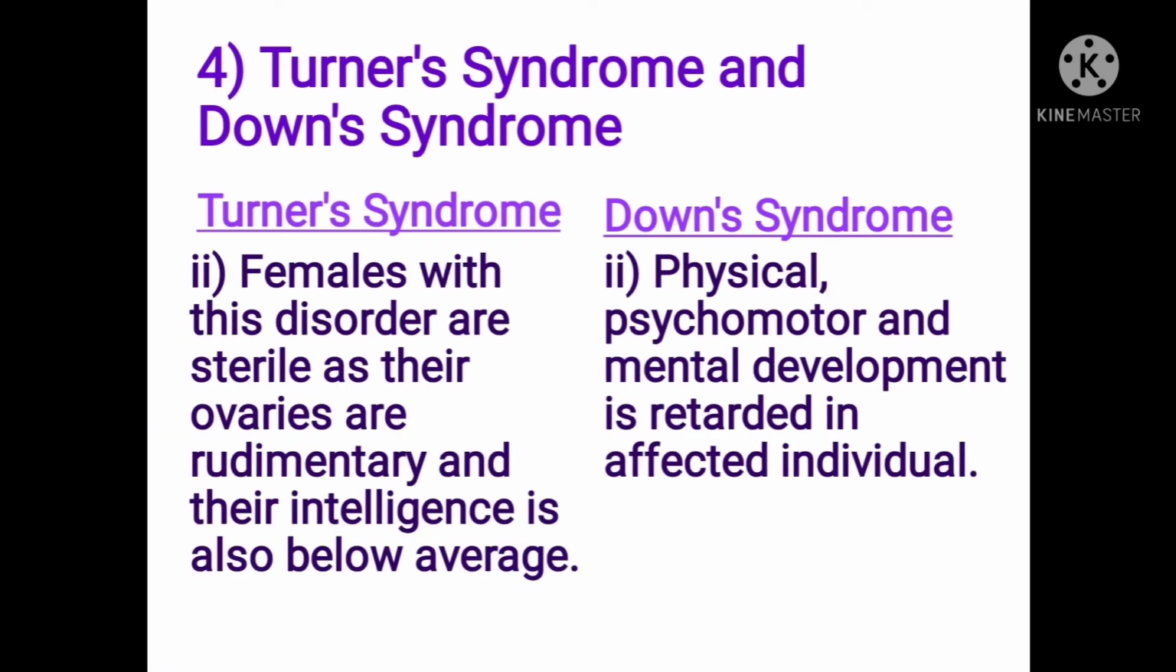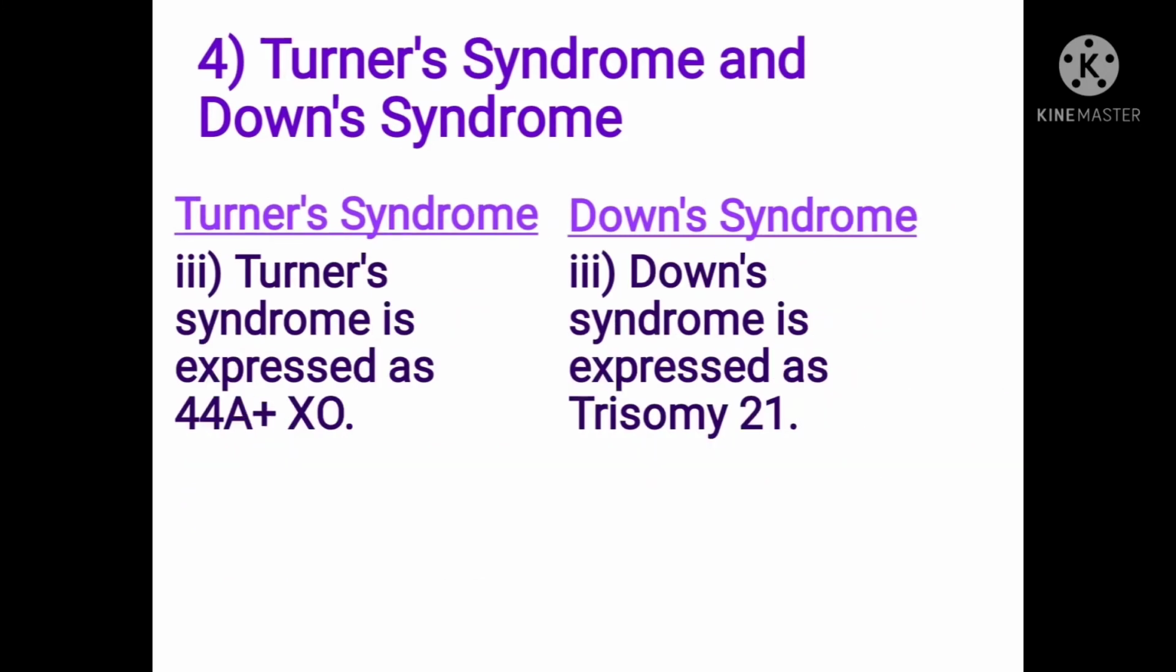Females with Turner syndrome are sterile as their ovaries are rudimentary and their intelligence is also below average. On the other hand, physical, psychomotor, and mental development is retarded in Down syndrome affected individuals. Turner syndrome is expressed as 44A plus X0. On the other hand, Down syndrome is expressed as trisomy 21.